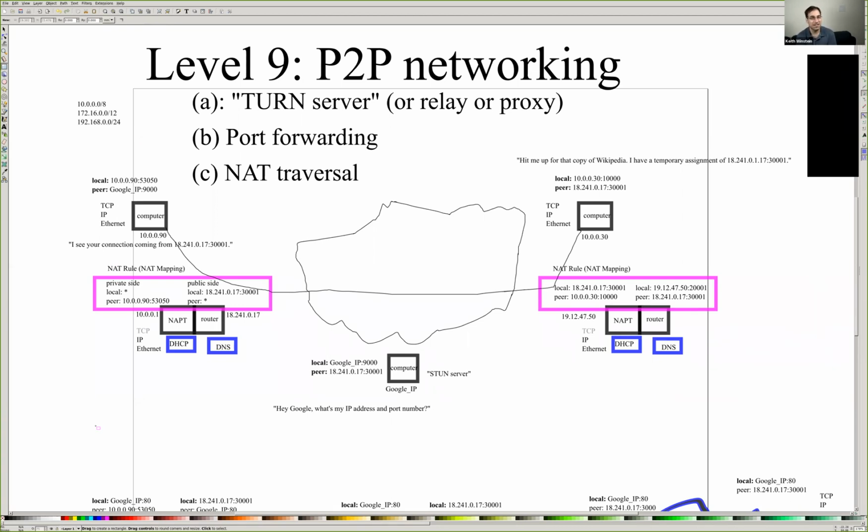Rachel asks, what does STUN stand for? I think it stands for Session Traversal Utilities for NAT. Yeah. It used to stand for something else, but they changed it.